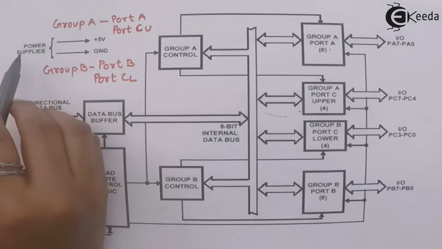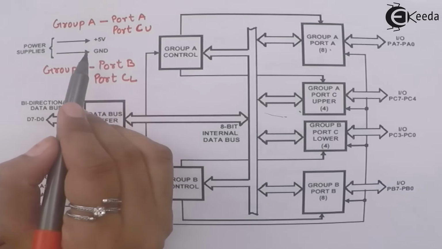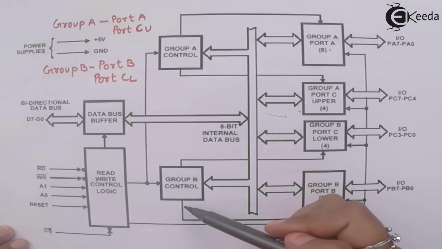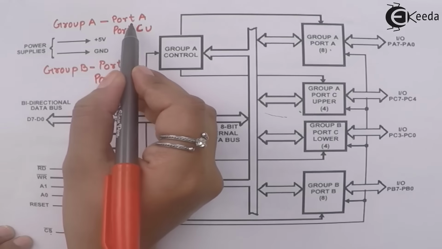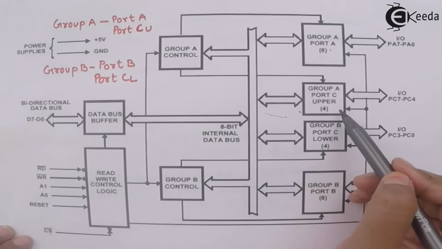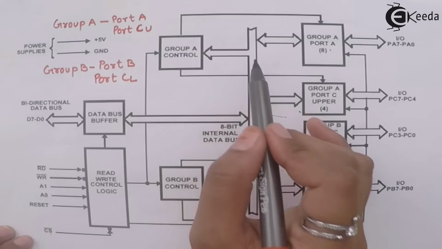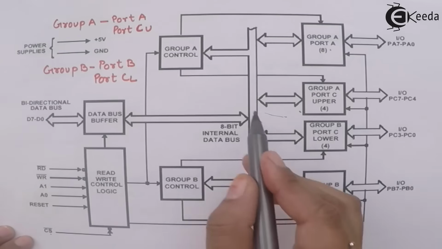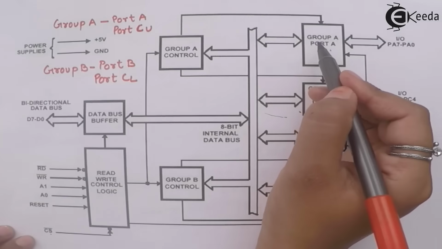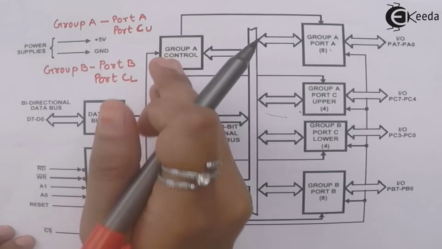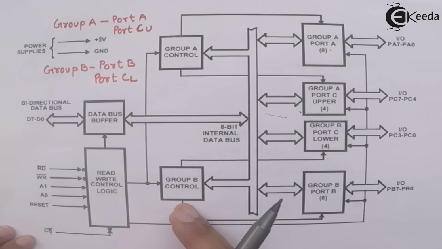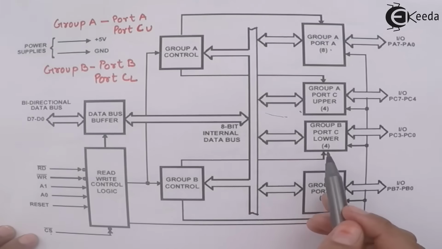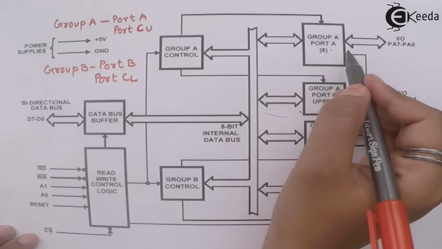We know that the power supply is provided by plus 5 volts and ground. Then we have the group A control and group B control. Group A control has port A and port C upper. These are the internal data buses which transfer the data to all the blocks, and the single lines show the control signals which are given to all the ports and to group A control and group B control. The bidirectional buses are the internal data buses, and the single lines are the internal control bus. Control signals are transmitted through these.